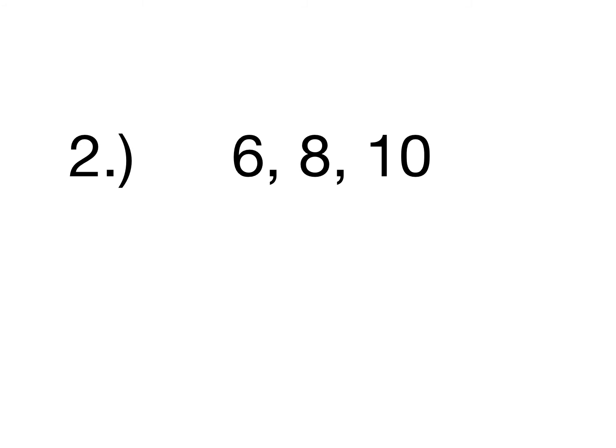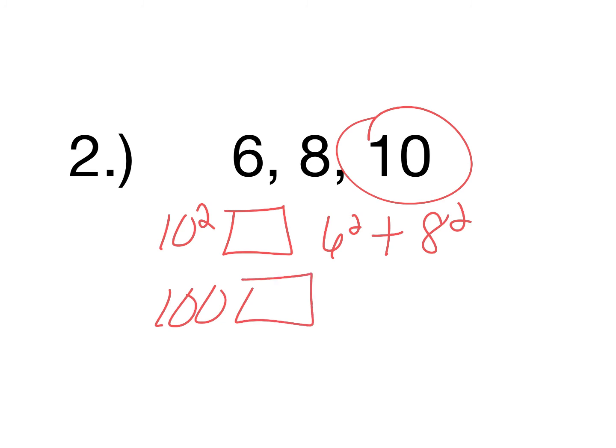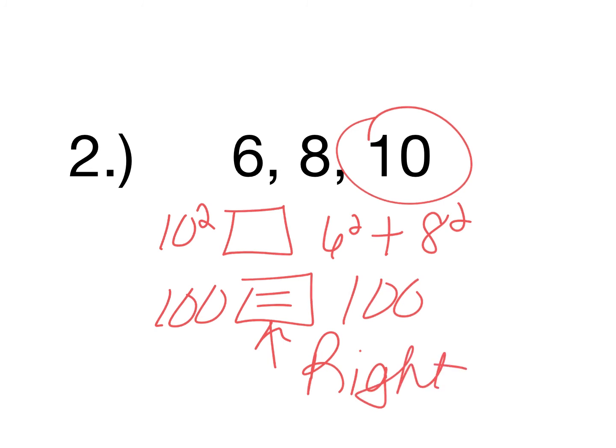6, 8, and 10. Longest side, that's going to go on the left side. So I'm going to have 10 squared. I don't know what symbol is going to go in there, greater than, less than, or equal to. And then I've got 6 squared plus 8 squared, and I end up at 100. Well, let's see what's going to go in the box here. 6 squared plus 8 squared is 100. Those are equal to each other, which means it is a right triangle.